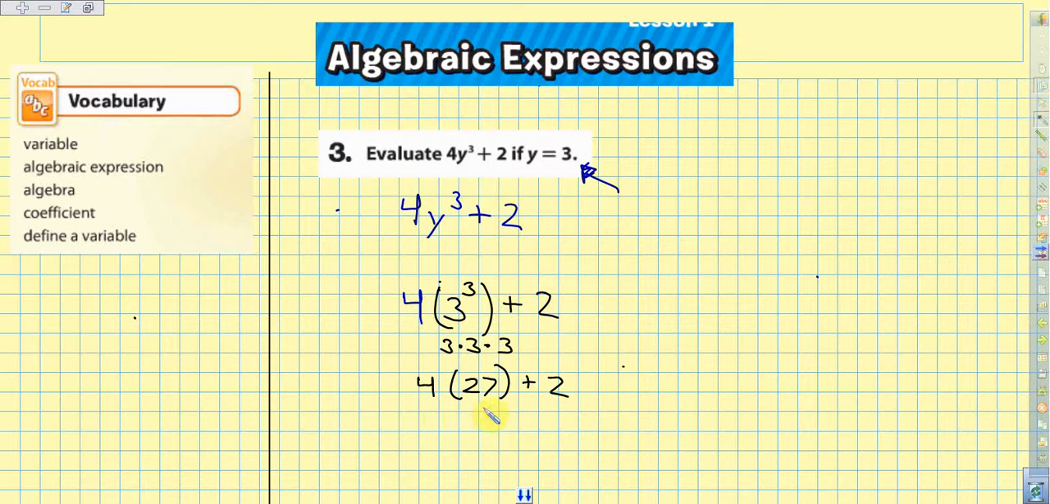Now I'm going to go ahead and multiply. I have 4 times 27 plus 2. 4 times 27 is going to give me 108, plus 2. Add them up, I'm going to get 110.